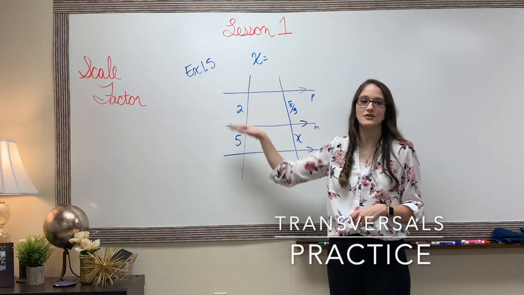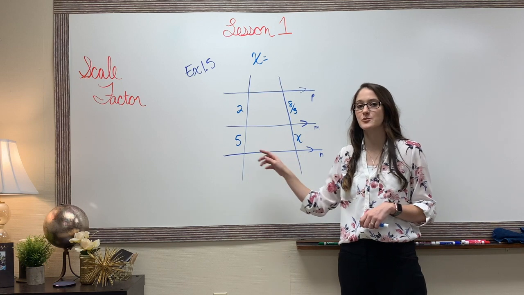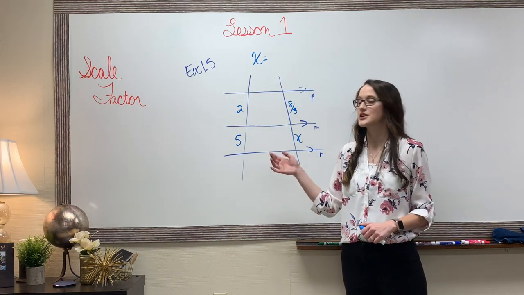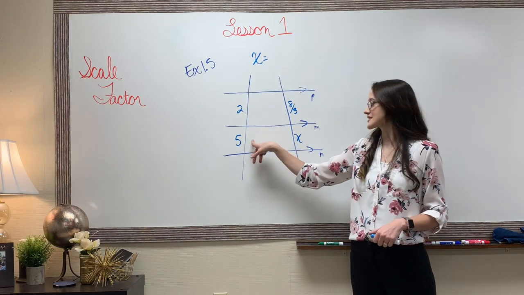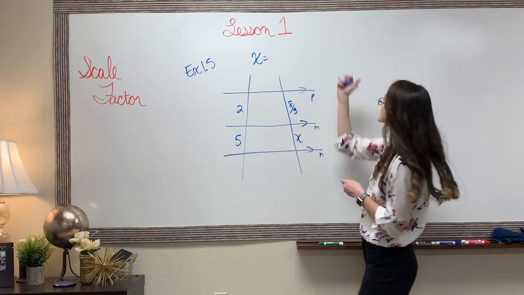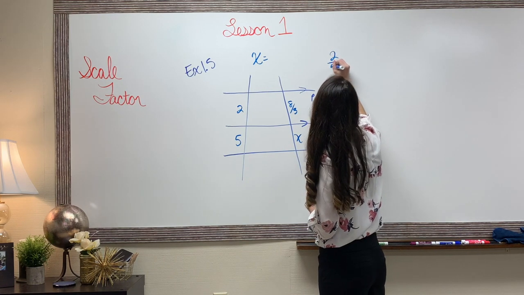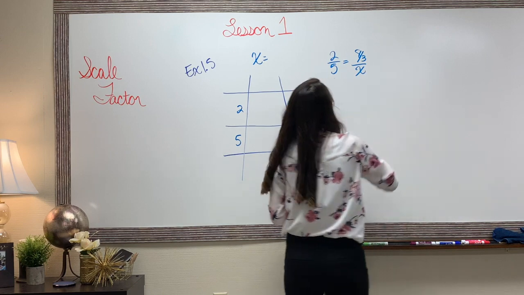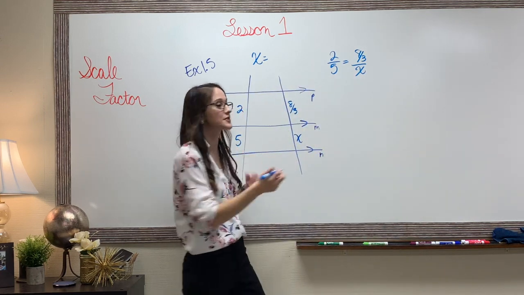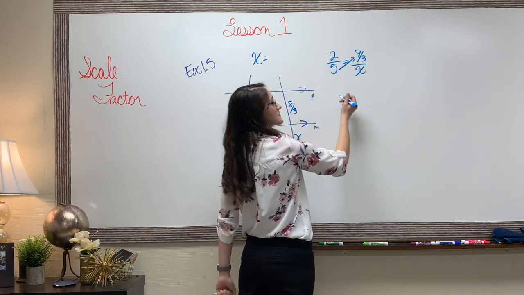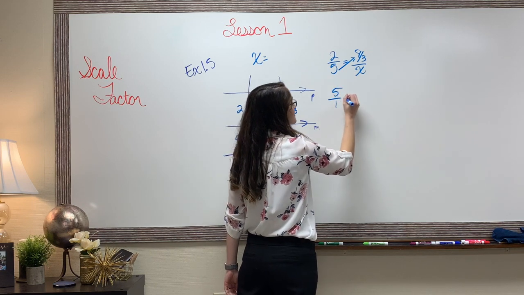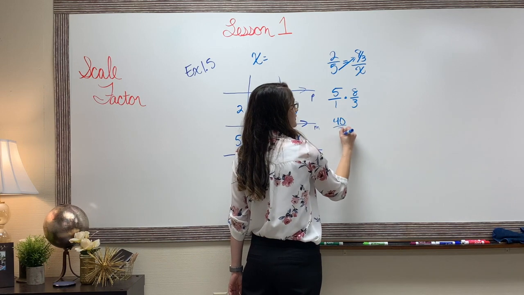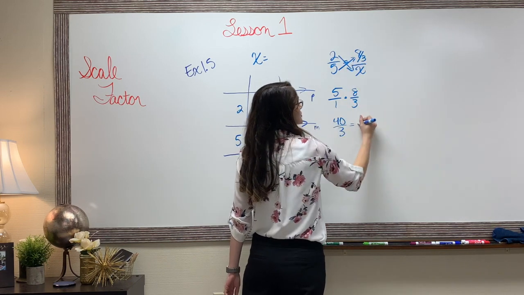Here we have another situation where we have three parallel lines that are being intersected by another two. And so we're just going to set this up as a proportion. So we're going to have the first part over the second, first part over the second. Okay, so now to solve, we're just going to cross multiply. 5 times 8 over 3. So that's going to be 40 over 3 equals 2x.